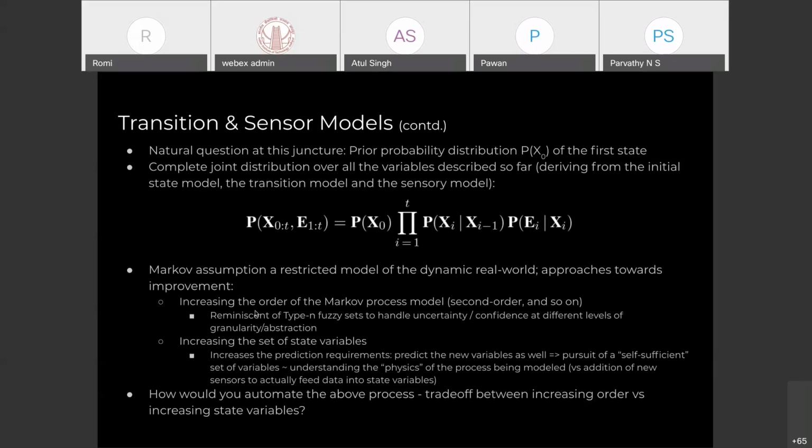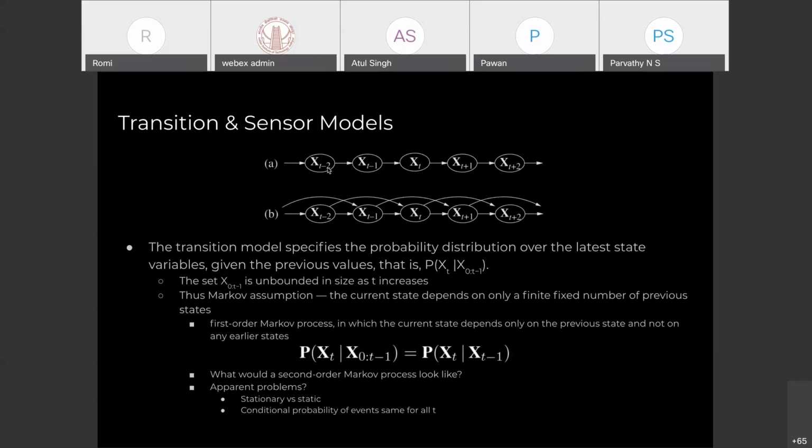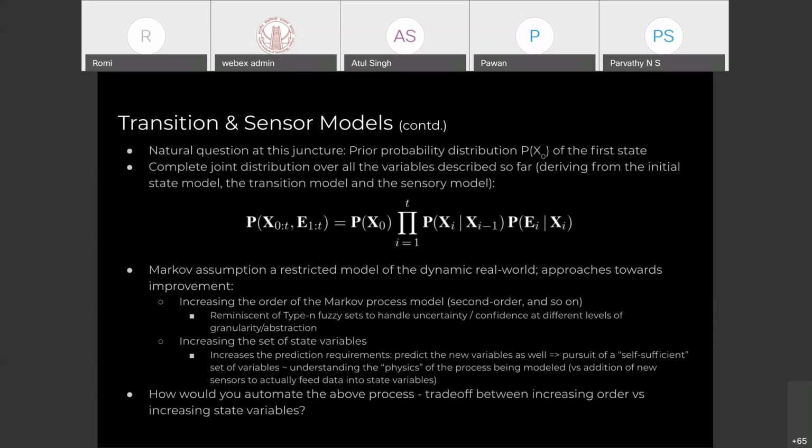Now the Markov assumption is a restricted model of the real world because we are not adding to our variables. We have a limited number of sensor evidences to consider. So it is a restricted model, but there are ways to improve upon it. We can increase the order. If you see in this diagram, it's just one state that I was concerned about. I can include the past state as well as the one before that. I can even go back to further states. So depending upon my problem, I would like to increase the order of my Markov process.